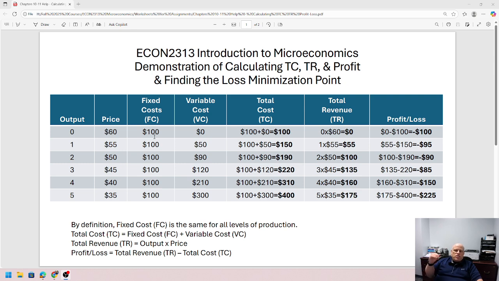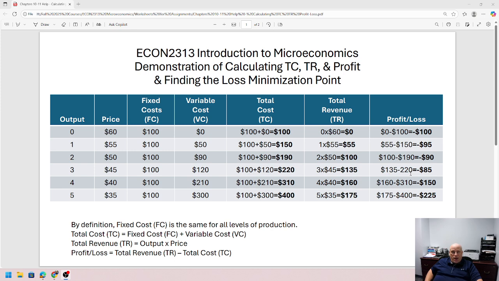So what we need to do is look at our profit loss column and see if there's a profit or loss, in this case a loss, that is less than the loss that we would have if we shut down temporarily in the short run and produce nothing. In this case, there is a lower loss available. There are actually several, and the lowest of those is at an output rate of 3 units. Okay, at a rate of 3 units of production, our loss is $85, which is less than our loss if we temporarily shut down in the short run.